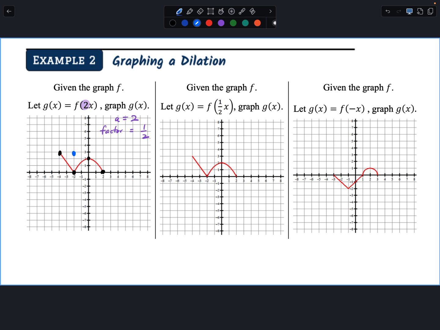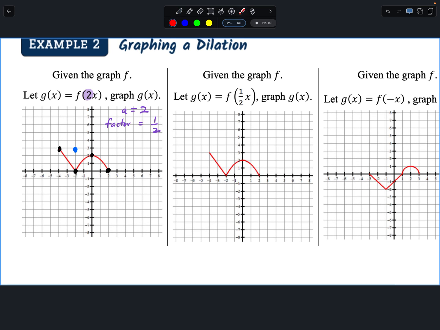Okay? This point right here, this number right here is 2 units away. What's half of that? 1. This point right here is on the y-axis, so it doesn't change. Good. This point right here is 2 units away. What's half of that? 1.